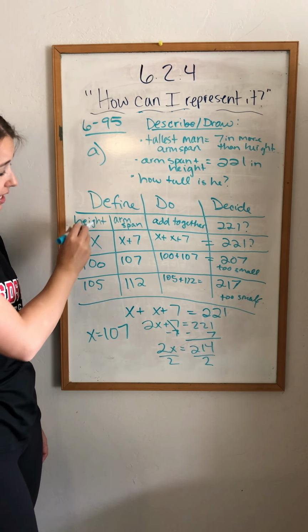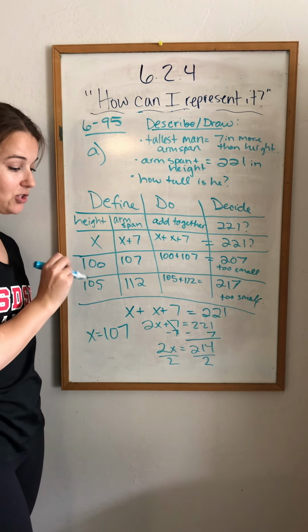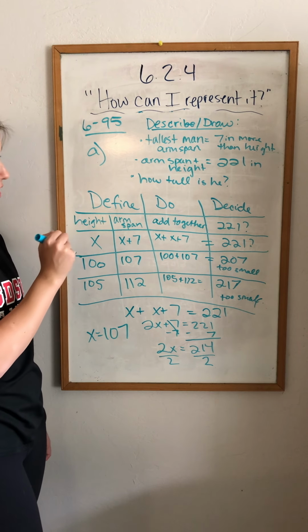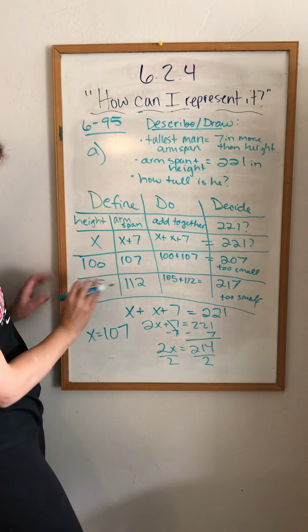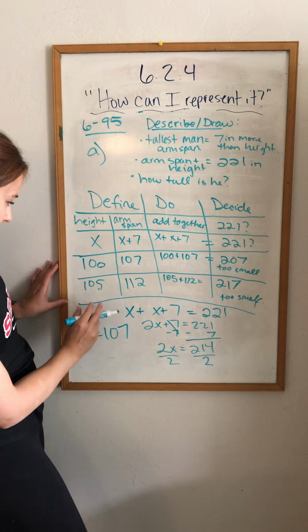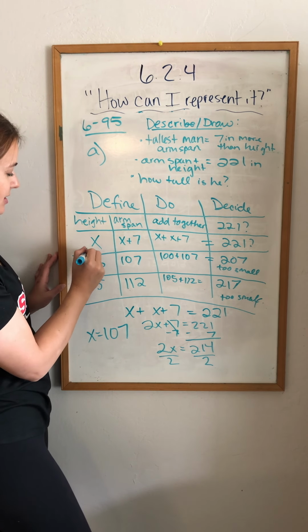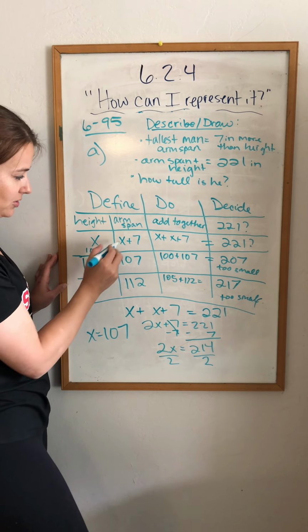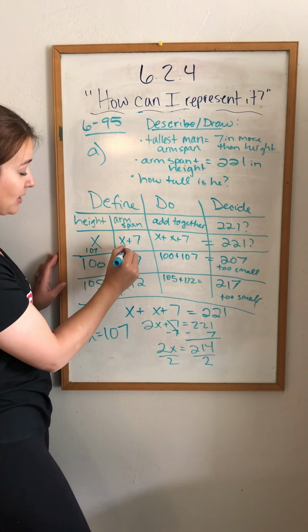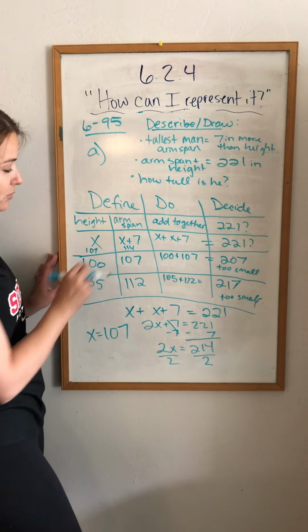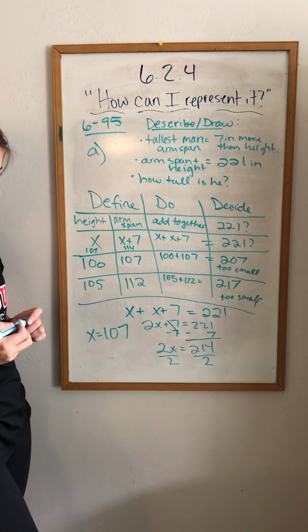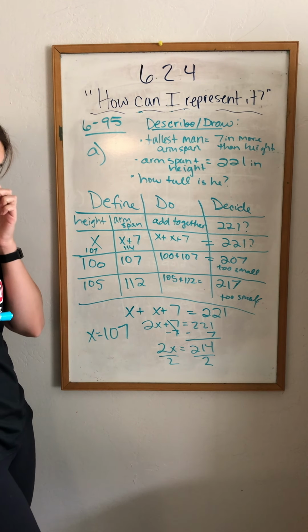That means that the height, he is 107 inches tall, and his arm span, so let's see, I'm not going to erase anything. I'm going to put that his height is 107, so that means his arm span would be 114, because it's 107 plus 7. Okay.